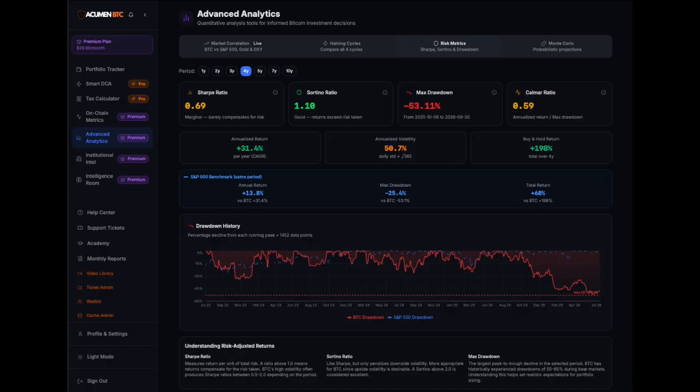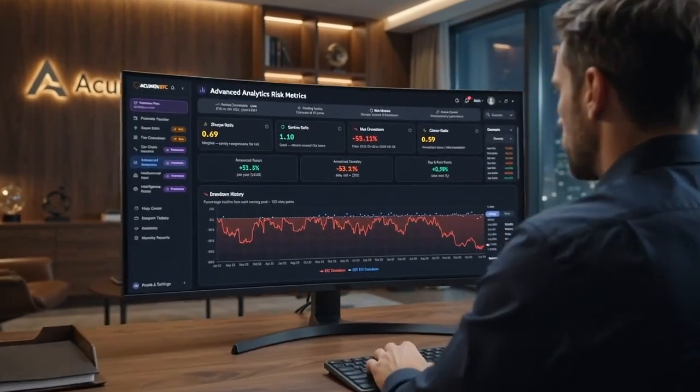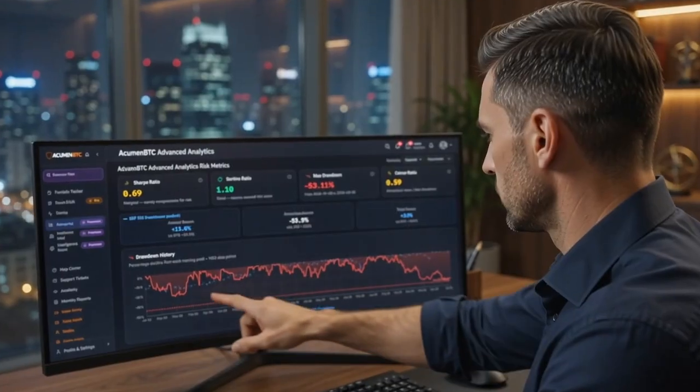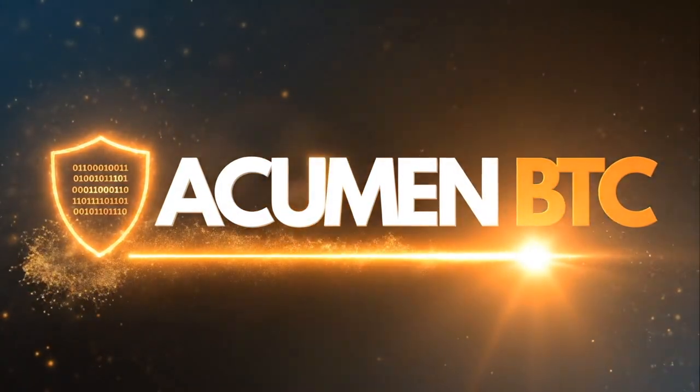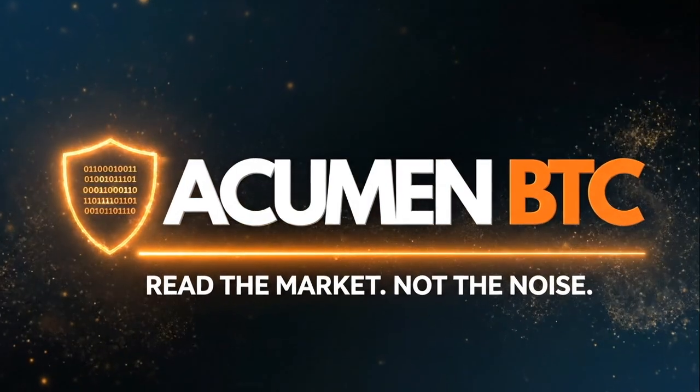Most investors look at returns. Smart investors look at risk-adjusted returns. Because in Bitcoin, anyone can make money in a bull market. The question is, how much risk did you take to get there?